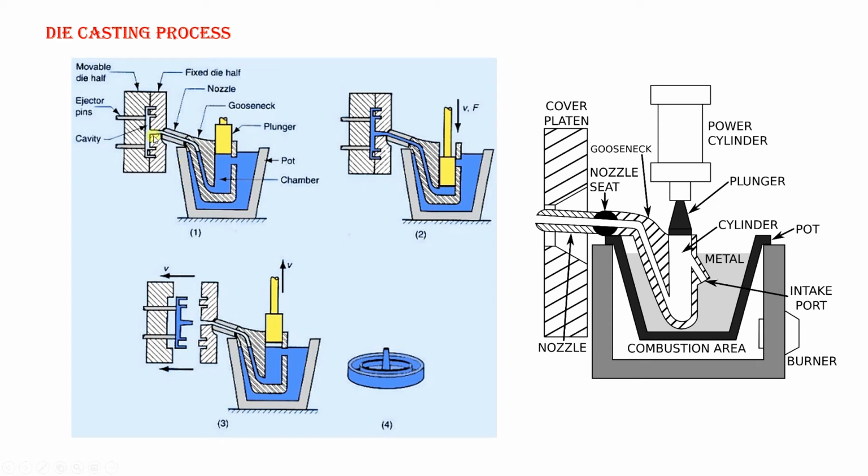So these are all the steps. First step, we are going to set the mold and plunger in the first position. Here you can see one half is fixed, and the movable one has the ejector pins. If the work is over and the metal is solidified, then we can push the ejector pins and the finished component will be taken out.